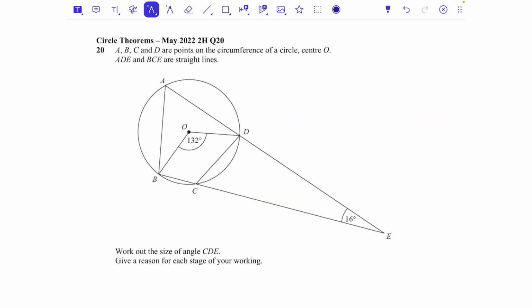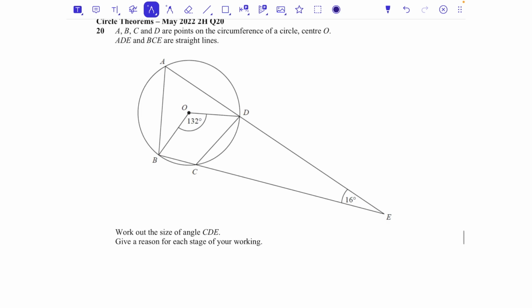Okay, next topic is circle theorems. Become really familiar with them all, it's just a good idea to know them. There are some that get asked a lot, angle at the centre, angles in cyclic quadrilateral, things like that, and both of those were on this question, which is why I picked this one. So A, B, C, D are points on the circumference of a circle, centre O. A, D, E and B, C, E are straight lines. Work out the size of angle C, D, E.